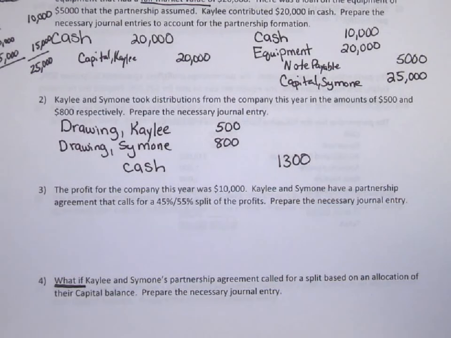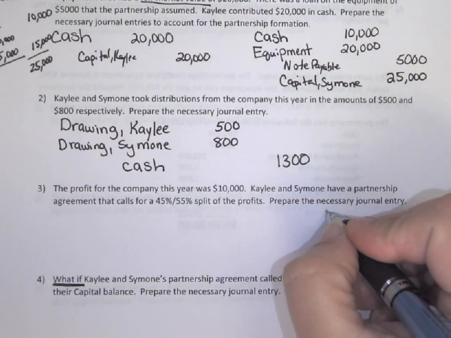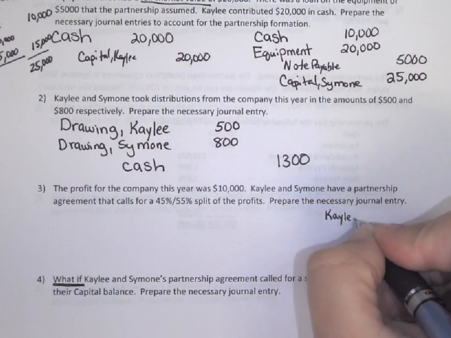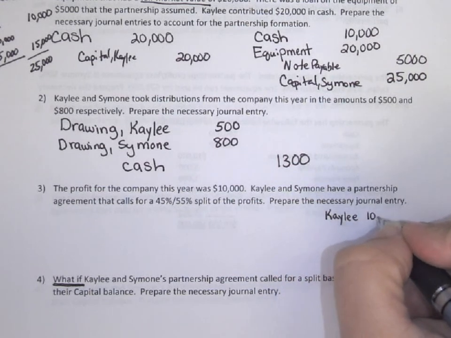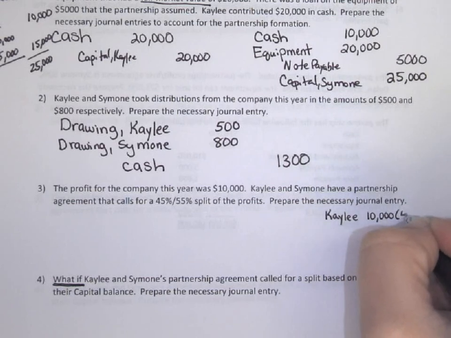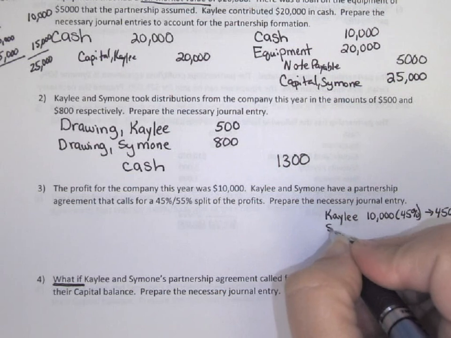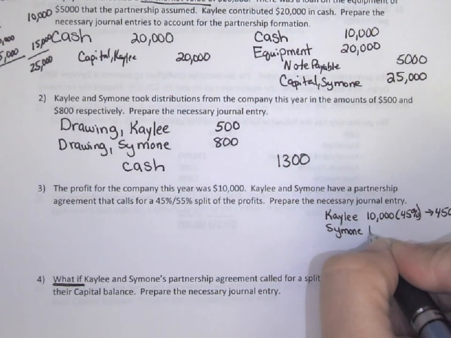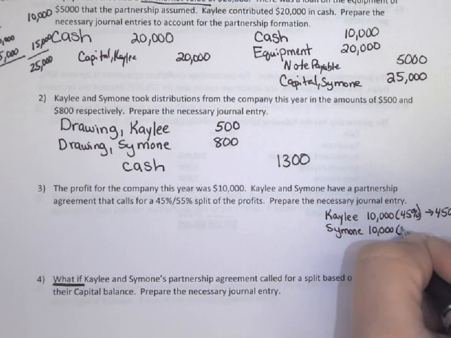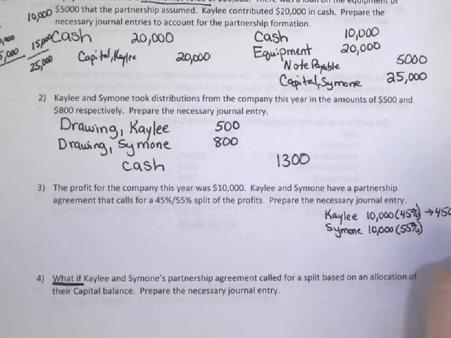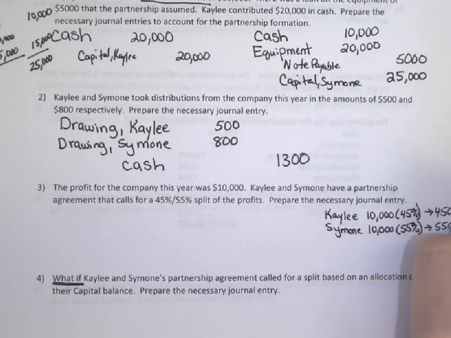So what we look at with this deal is that their profits are going to be split. And so with Kaylee, of that $10,000 profit, 45% of that belongs to her, which is going to equate to $4,500. When we look at Simone, of that $10,000, 55% belongs to her, and so that is going to be $5,500 that would be associated with Simone's account.